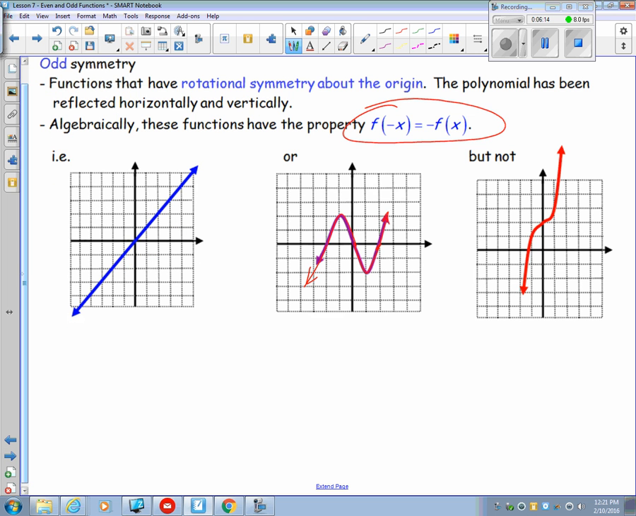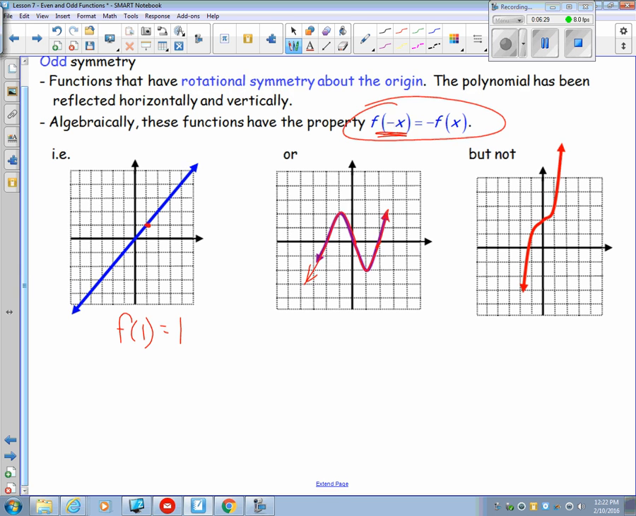Let's pick some nice points here. So f at 1, what does that equal? f at 1 is right here. It's 1. Okay. Based on my idea here with this formula, I got to figure out the f at negative x. So f at negative 1, what does that equal? That's right there. It's negative 1.